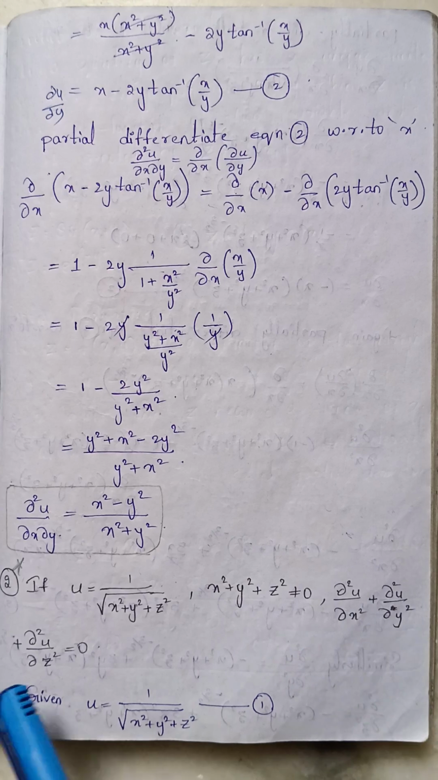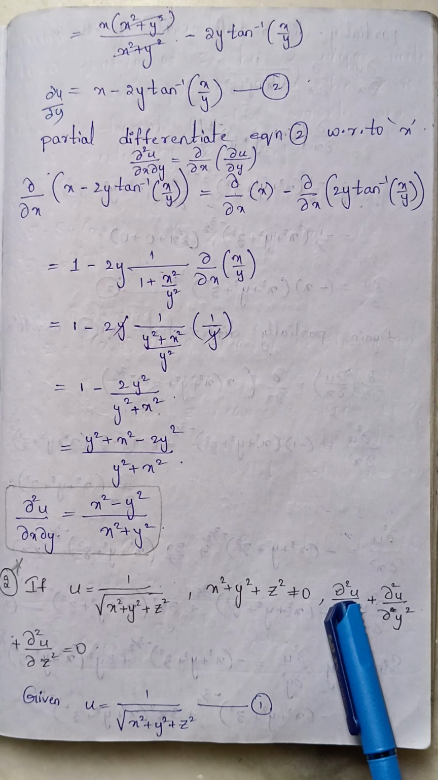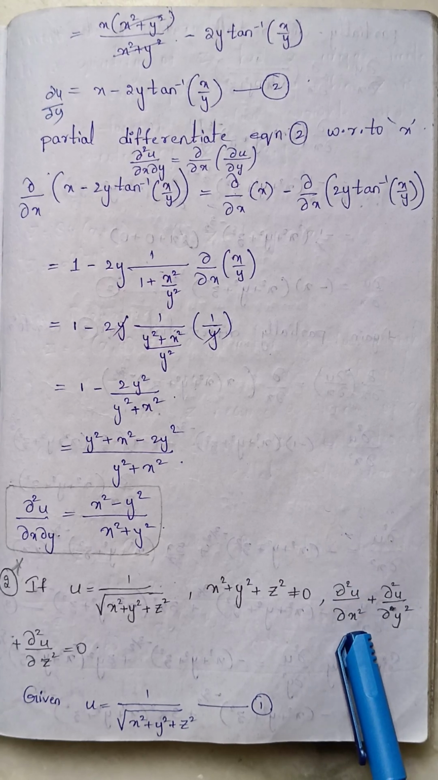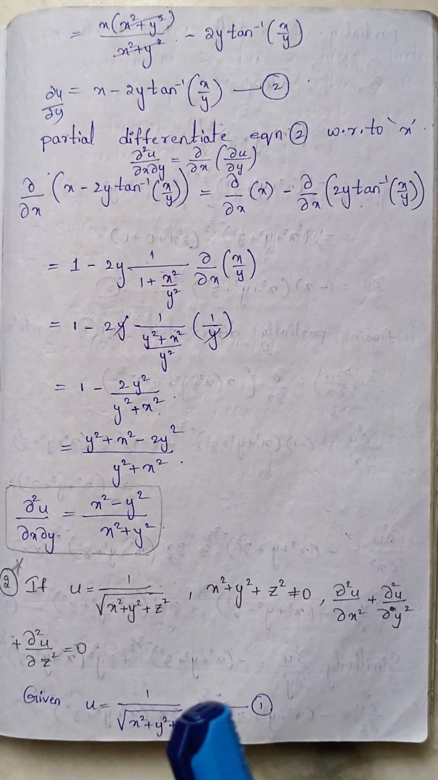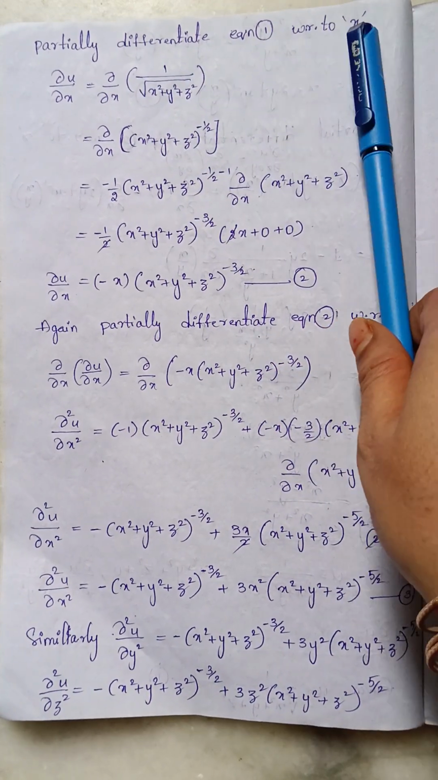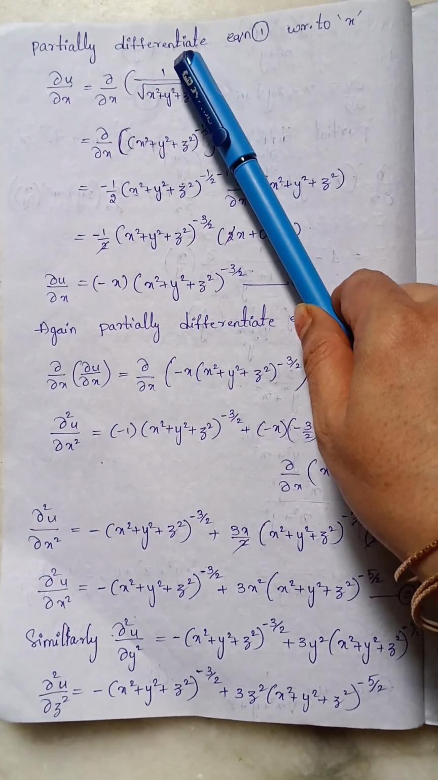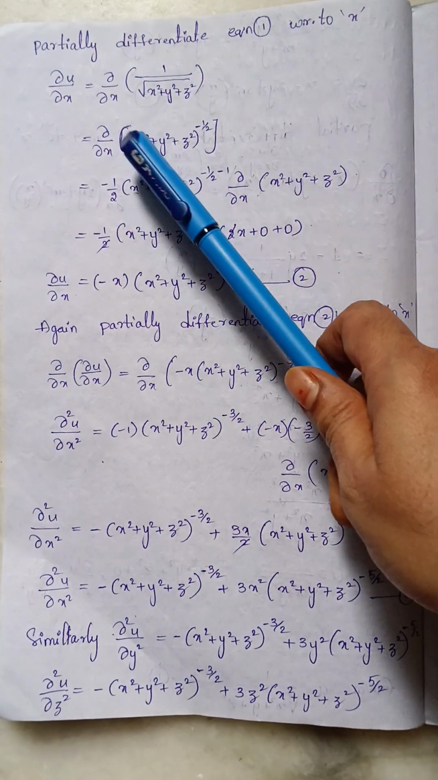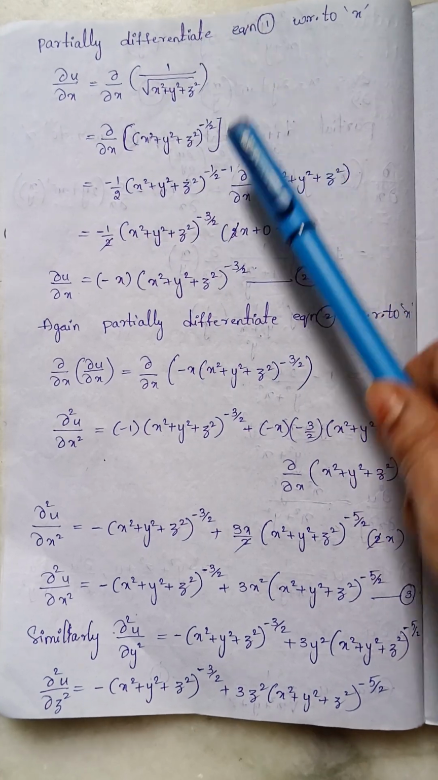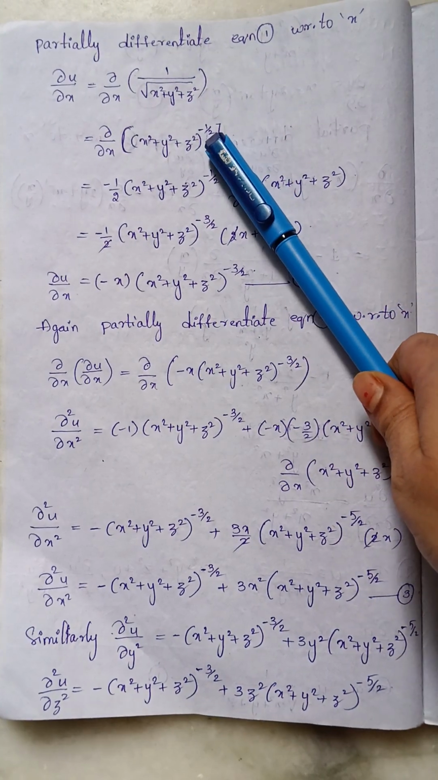We need to show this. In the first term, dou square u by dou x square means partial differentiation of u with respect to x 2 times, and similarly for y and for z. See students, partial differentiation of equation 1 with respect to x means dou u by dou x of 1 by root of this value, right? Now take this into the numerator. Here the power 1 by 2 becomes minus 1 by 2 in the numerator.